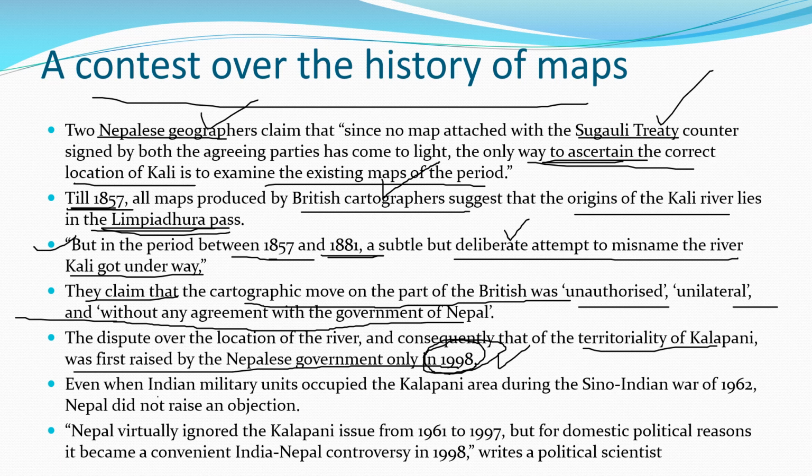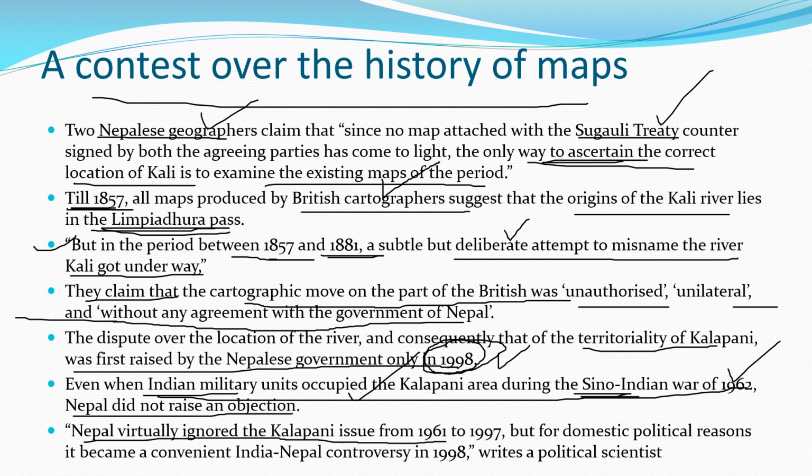And even when the Indian military units occupied the Kalapani area during the Sino-Indian War of 1962, जब 1962 में चाइना और इंडिया के बीच में वॉर हुआ था, उस टाइम पे भी जो कालापानी एरिया है that was occupied by the Indian military, but उस टाइम पे भी जो नेपाल ने objection raise नहीं किया. Okay, and Nepal virtually ignored the Kalapani issue from 1961 to 1997, but for domestic political reasons it became a convenient India-Nepal controversy in 1998.